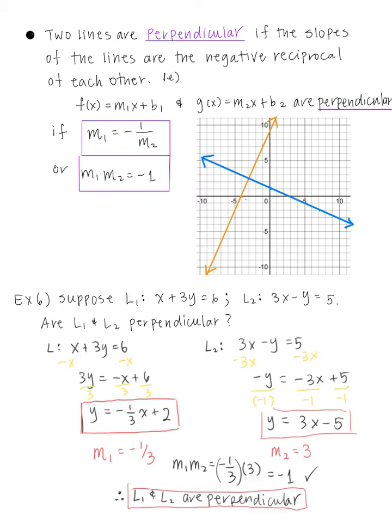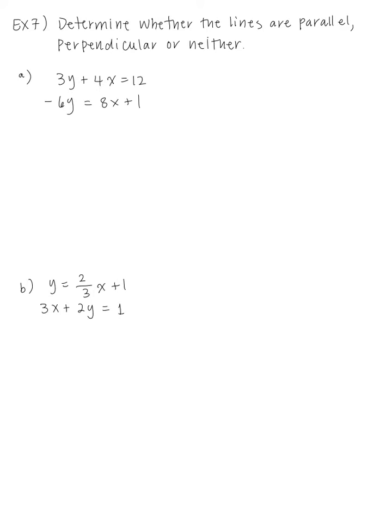Anyways, let's take a look at the next example. Example 7: determine whether the lines are parallel, perpendicular, or neither. This is going to be fun. Again, what we need to do is find the slope of each line. Let's take the first one, 3y plus 4x equals 12, and solve for y.